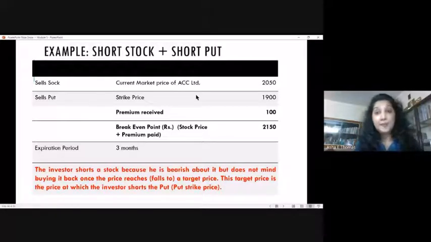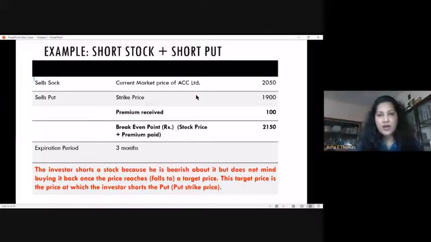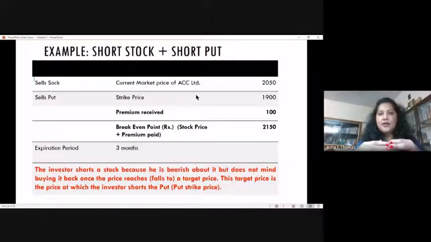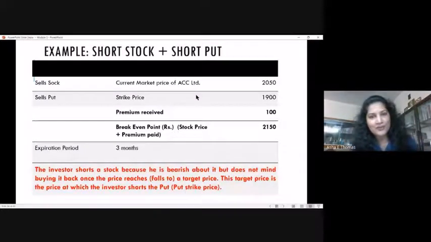Now he sells a put. When he sells a put, you know that he is actually selling his right to exercise selling an asset. He is giving away his right for selling the asset. So when he is giving away the right to sell the asset, he's taking up the responsibility of buying it from the other party if he exercises it. That's what short put is all about.